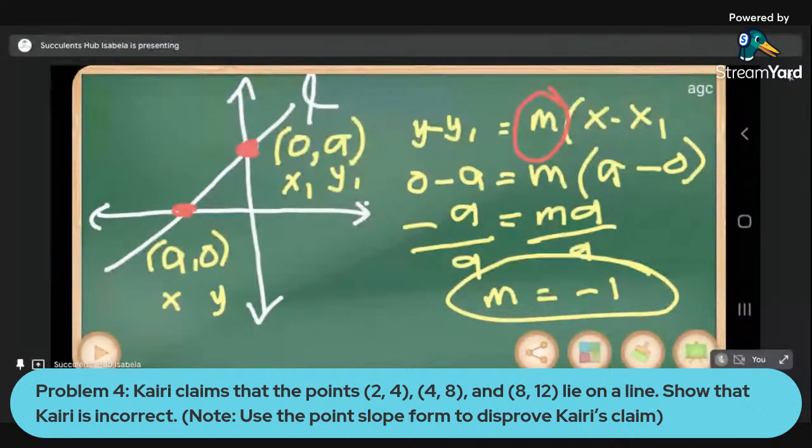Use the point slope form to disprove Kyrie's claim. Yeah. Can you guys screenshot this? And this will be your quiz for the day. I'm going to collect. Are you going to submit that until 5 p.m. maybe today? Okay. Number 4. So paki-screenshot na lang yung problem na yan. And that will be a quiz.